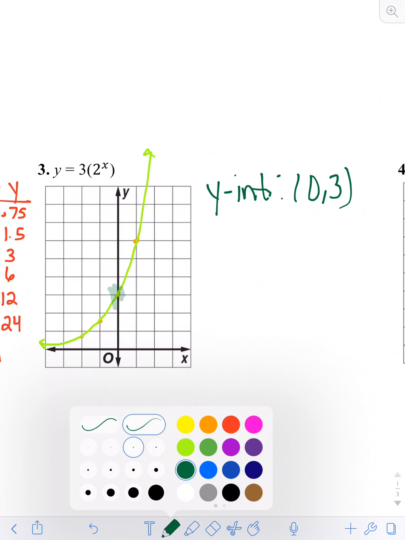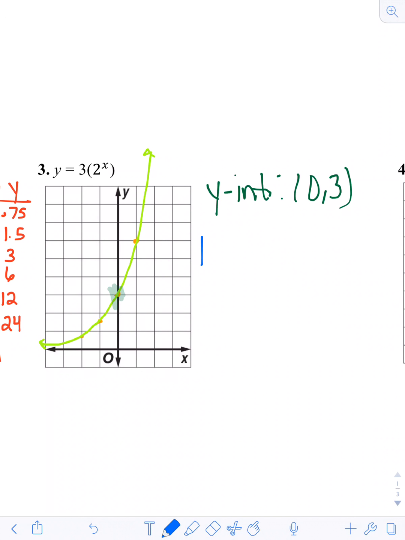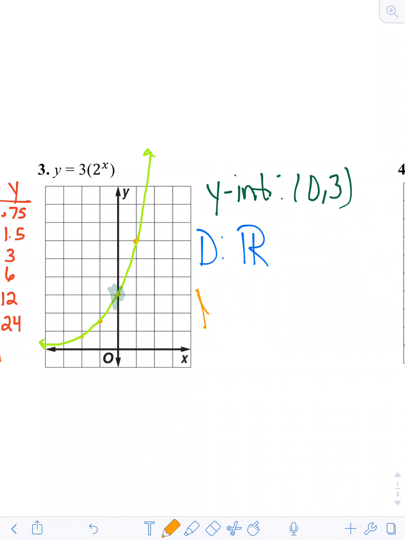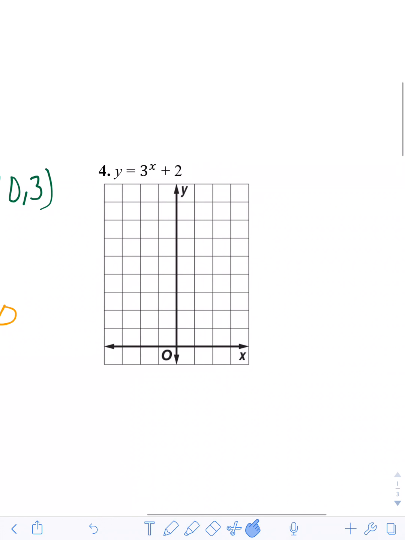Then again, my domain: your arrows are going in both directions, so my domain is all real numbers, so every x value is included. And my range, if you notice, none of these values go below 0, so y is greater than 0. And that's it. We got one more we have to do, number 4.